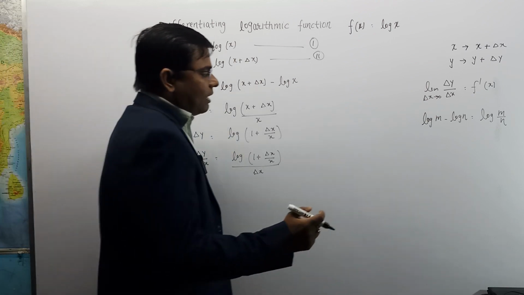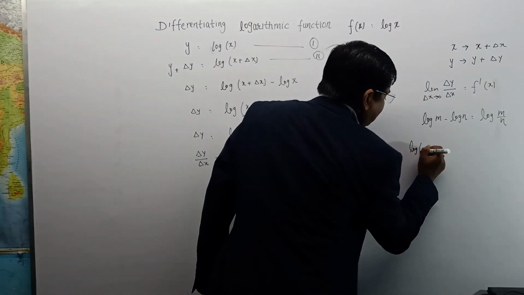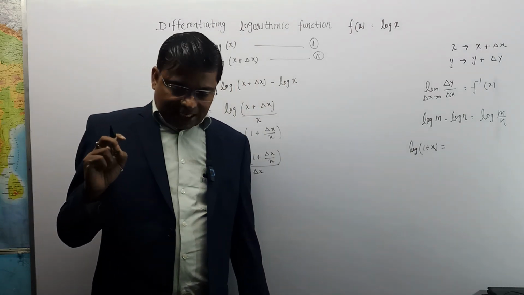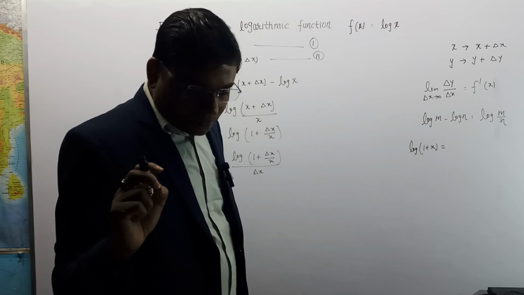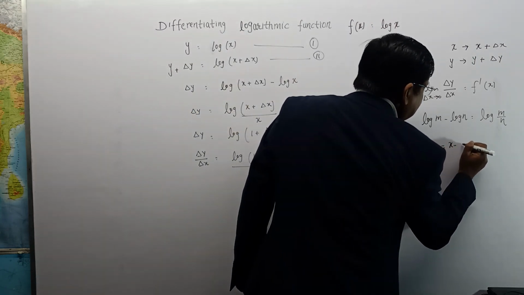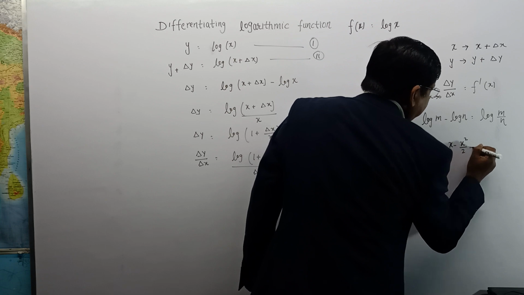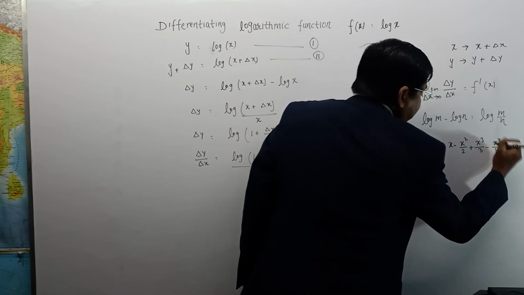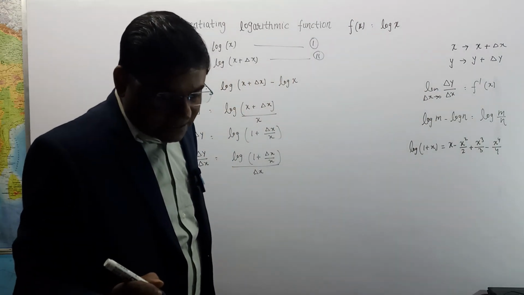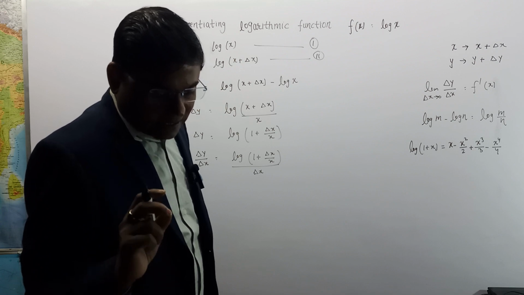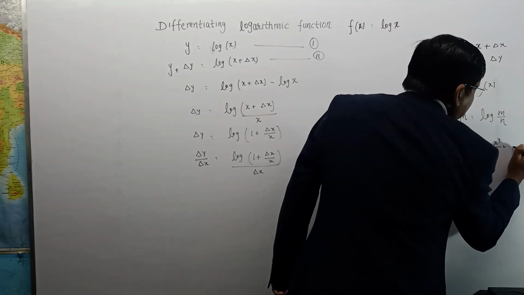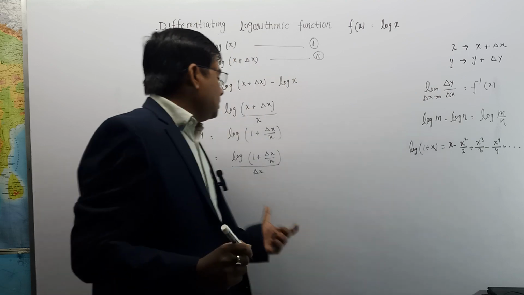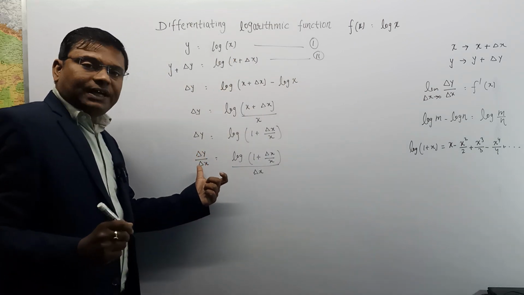Okay, now we have expansion log(1 plus x) is equal to, जो हमारा log(1 plus x) का एक्सपेंशन है वो होता है, x minus x square divided by 2 plus x cube divided by 3 minus x4 divided by 4 plus so on, dot dot dot, ये एक्सपेंशन होता है। So we have to use this expansion in order to find change in y divided by change in x.